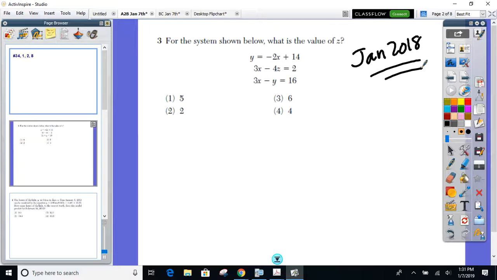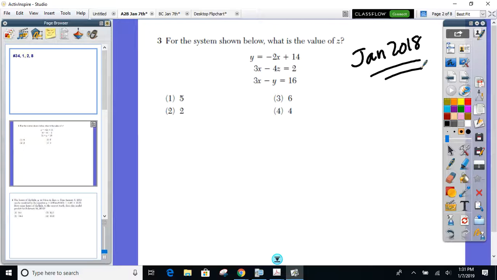And this is not your typical XYZ problem. Here's why. Look at every equation. How many variables are in each? Only 2. Yeah, this is not XYZ in every one. So I'm going to open it up to you. I got to get to Z somehow. How? Any thoughts right off the bat? How can I get to getting Z by itself?